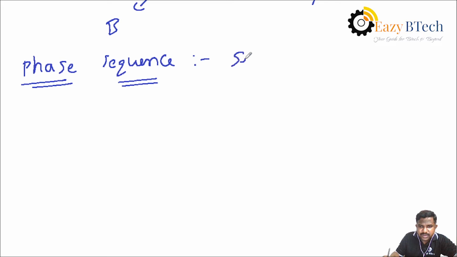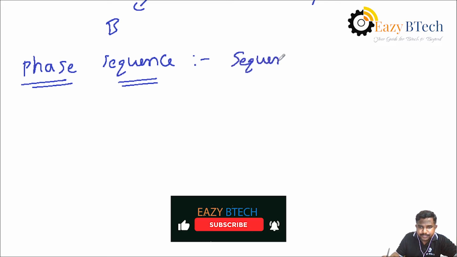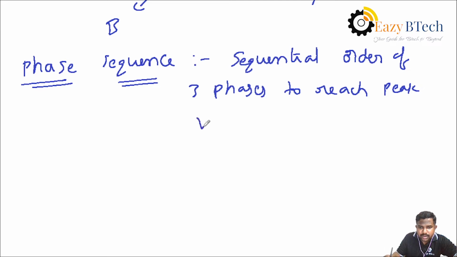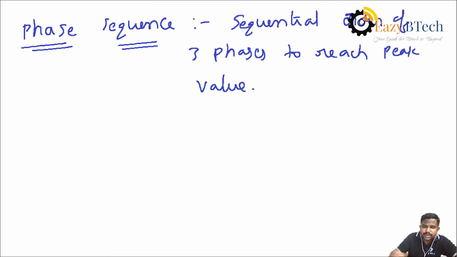That is, the phase sequence is a sequential order of three phases to reach peak value. Okay, that is called the phase sequence. In practical applications, the phase sequences are very important.